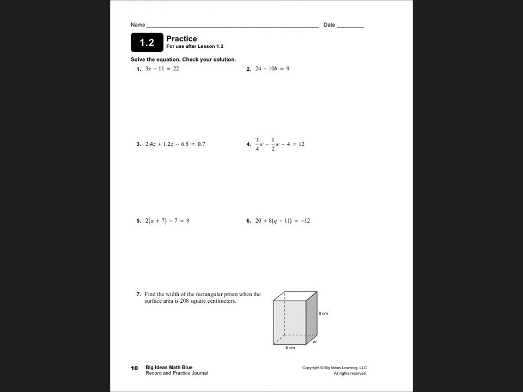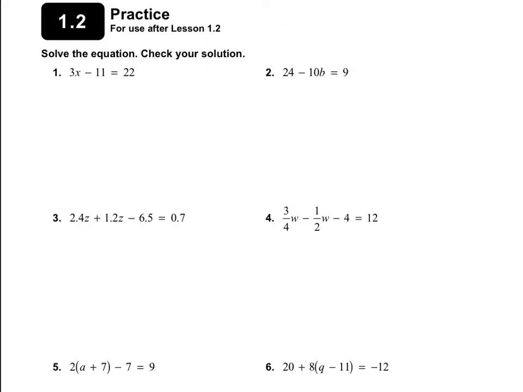Please turn to page 10 in your RPJ. I'd like to start with number 2. So if you look at number 2, we have 24 minus 10b equals 9. Now this is already simplified, so that means I don't need to do step 1, which is to simplify. I can just move straight to step 2.